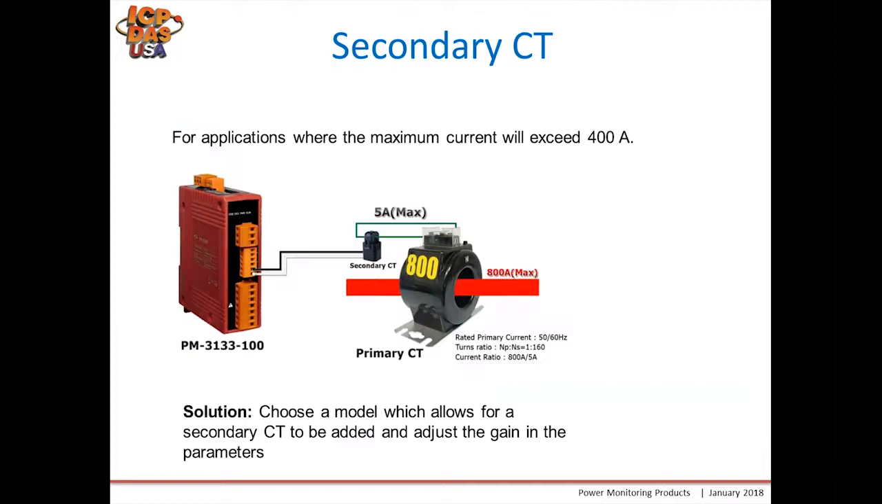For applications where the maximum current will exceed 400 amps, we have the option of models with a secondary CT. The secondary CTs can be wired as shown here, where the primary CT measures the full current, and then it's broken down by a secondary CT to give the higher current.